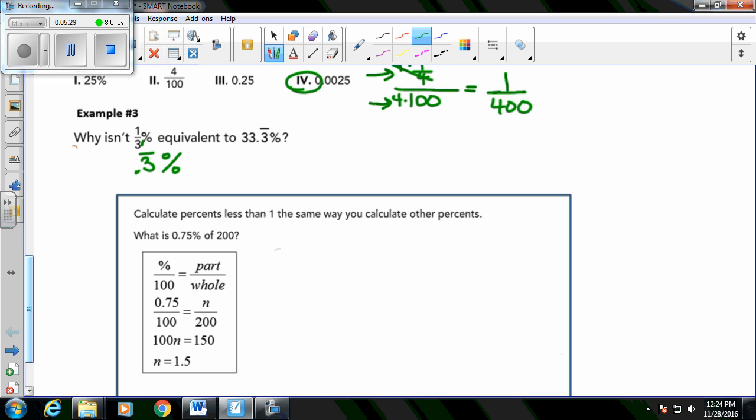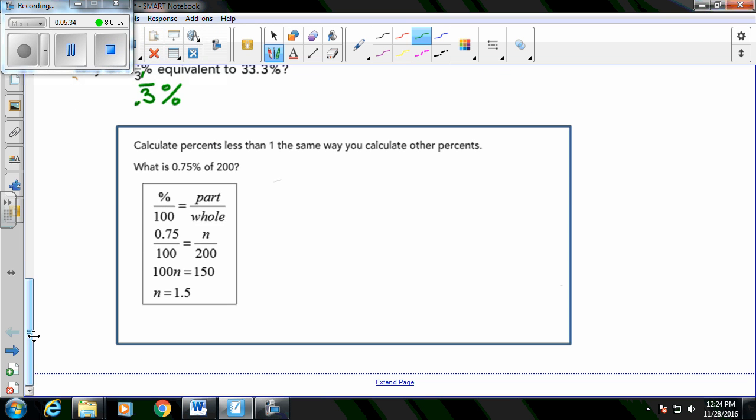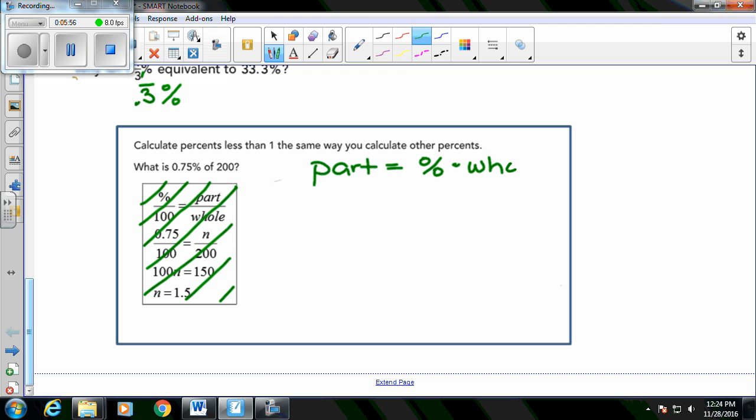Okay, so now let's cross this out, just like we did the other day. I'm changing my mind as to how I want to do this. Calculate percents less than 1 the same way you calculate other percents. So we have the part equals the percent times the whole.